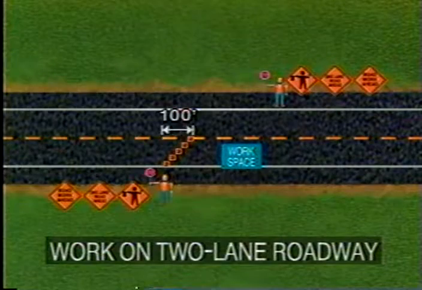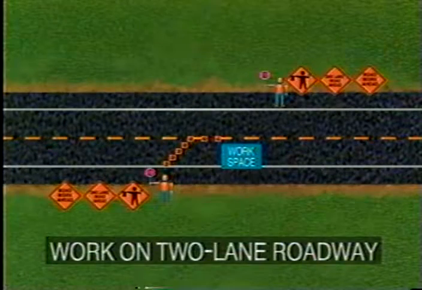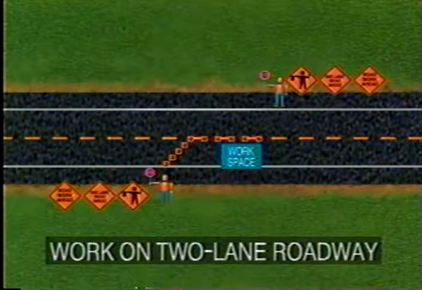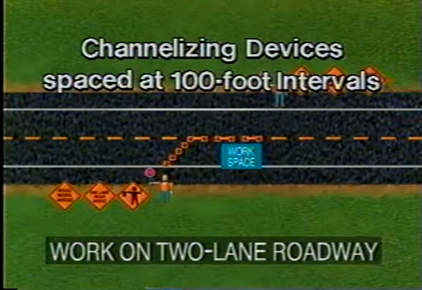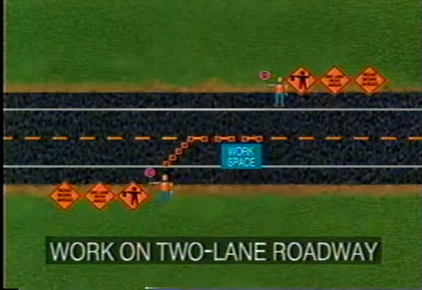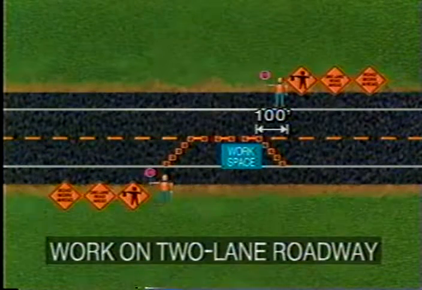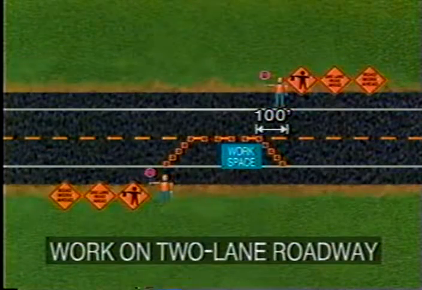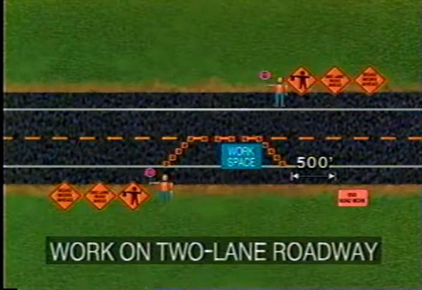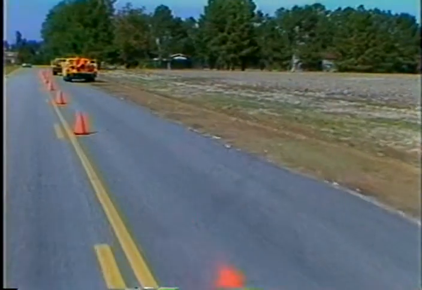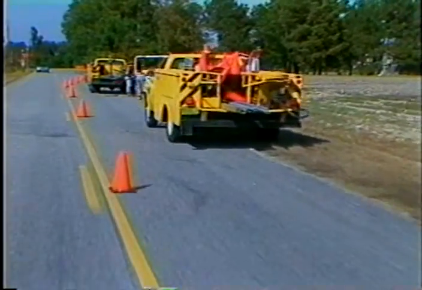Next, install a 100-foot taper made up of 5 or more channelizing devices. A 400-foot buffer space and the workspace are then outlined with channelizing devices, spaced at approximately 100-foot intervals. The work vehicle may then be moved into the closed lane at the end of the buffer space. The 100-foot downstream taper is then installed at the end of the workspace. Finally, the end roadwork sign is placed 500 feet from the workspace and completes the work zone. As previously emphasized, the best way to evaluate traffic control is to drive through the work zone after all the devices are in place.